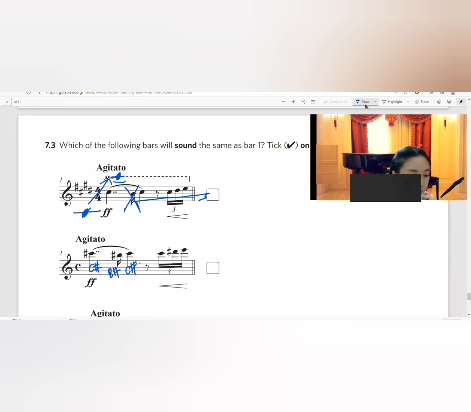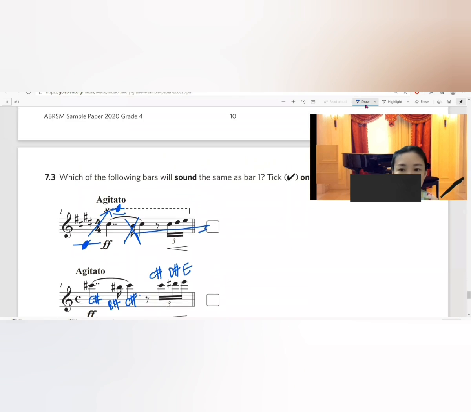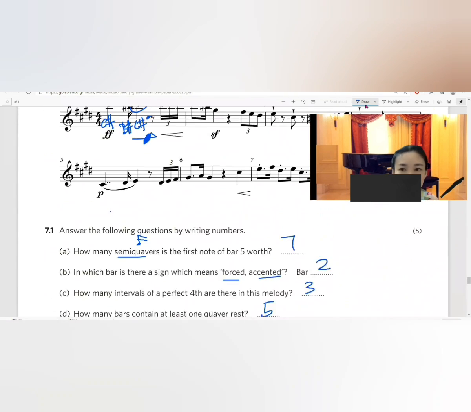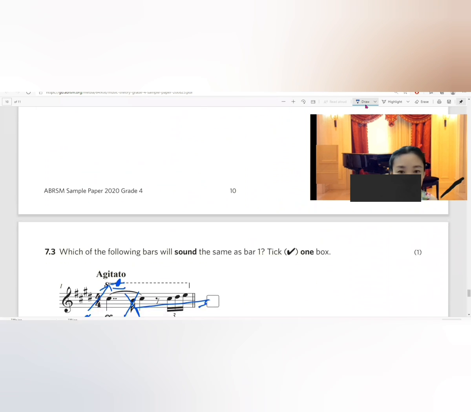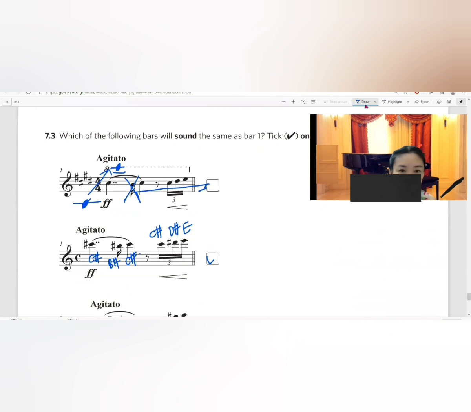The second one looks the same: C sharp, B sharp, and C sharp. This is followed by C sharp, D sharp, and E. Let's look at the answer. Yes, this is also followed by C sharp, D sharp, and E. So it looks like the second one is a correct answer. We can take this one.